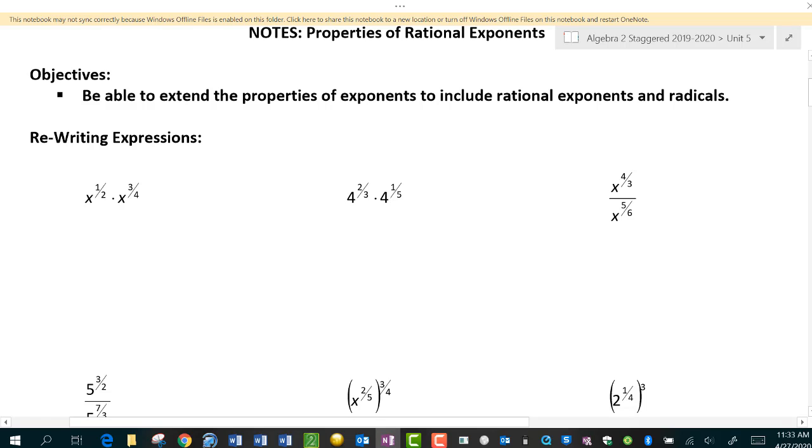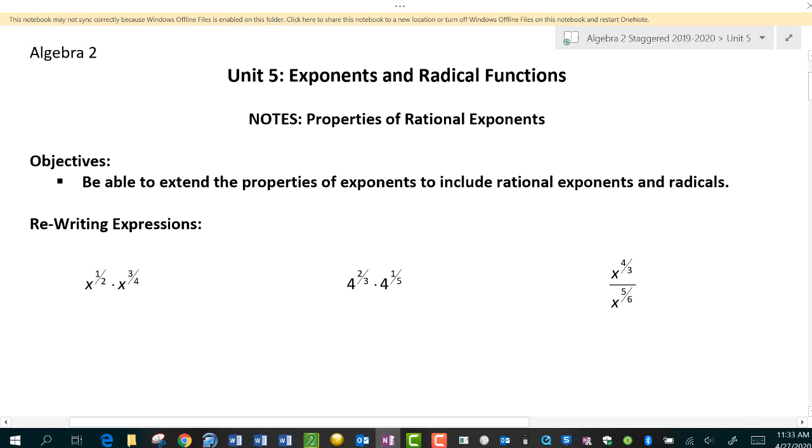Hi everyone. So last week we spent a lot of time on properties of exponents and reviewing those properties from Algebra 1. And the reason is because this week we're going to use those same properties to simplify or evaluate expressions with rational exponents. So now we're going to be dealing with fractions, so it might be a little bit more complicated. So it's really important that you remember those properties that we practiced last week.